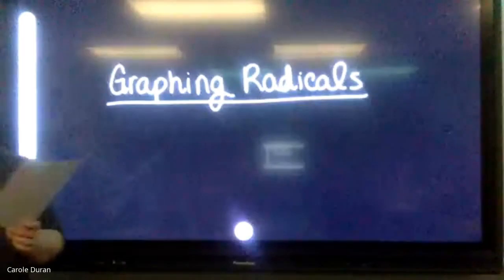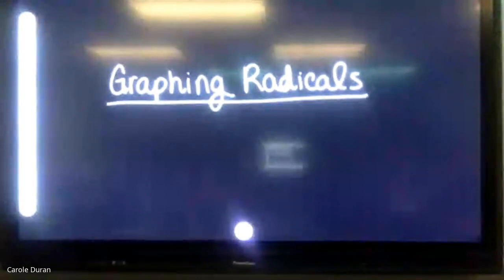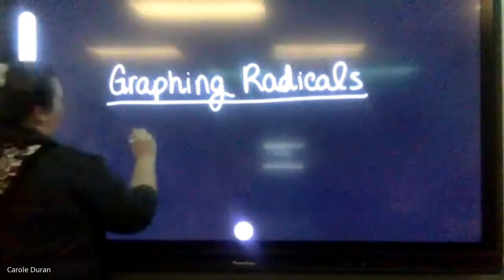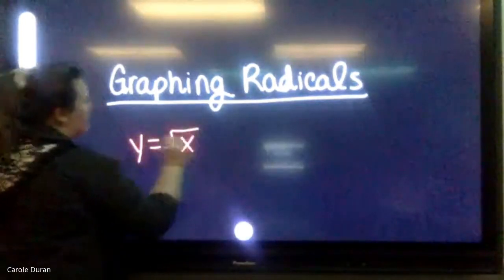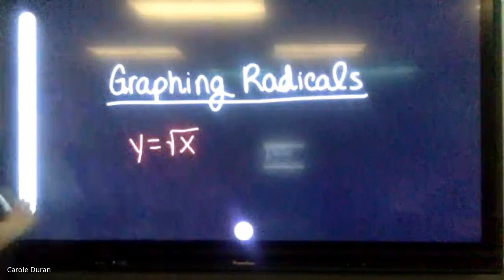That's good. Okay, so today we're graphing radicals. This means that I have given you an equation such as y equals the square root of x, and graph that.